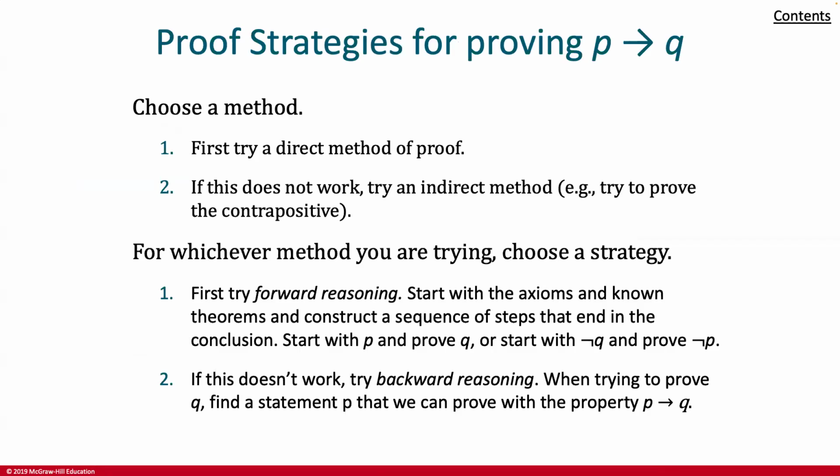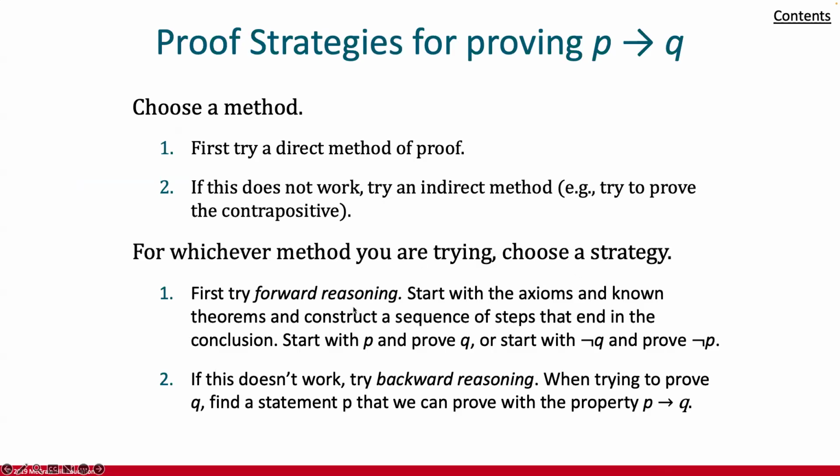We can start by choosing a method. First, try a direct proof method of proof. If this does not work, try an indirect method, that is, try to prove the contrapositive. For whichever method you are trying, choose a strategy. So now we're trying to think from a strategic perspective.